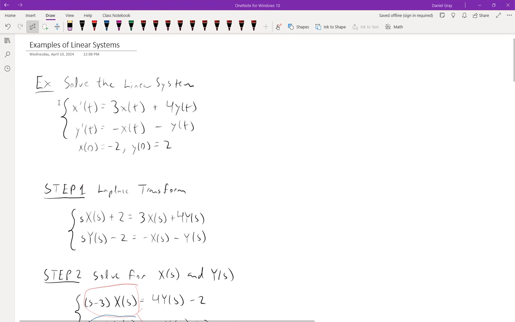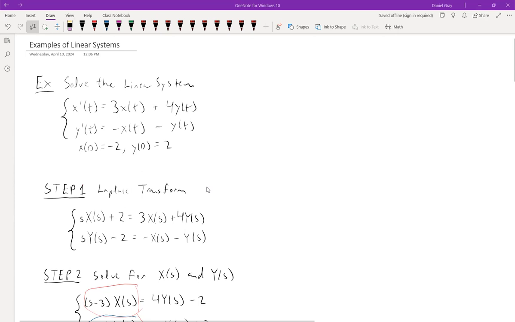Okay. So our first example here, we want to solve this linear system. We have x'(t) = 3x(t) + 4y(t), y'(t) = -x(t) - y(t), and we have the initial values x(0) = -2 and y(0) = 2. So step one, we take the Laplace transform, right?